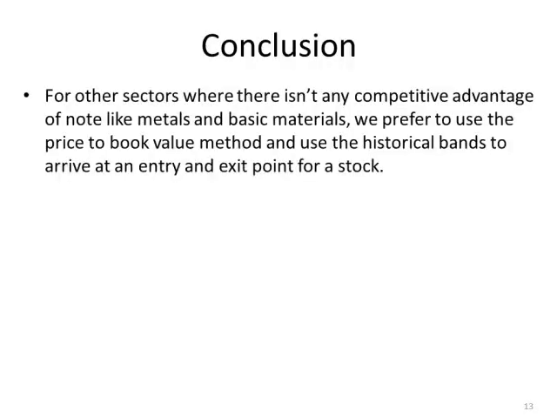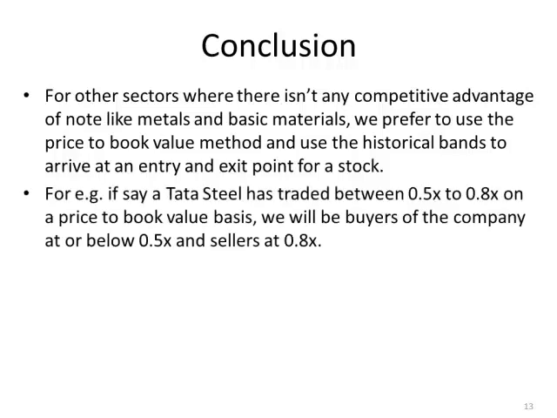When we're looking at other sectors where there isn't any competitive advantage, like metals or basic materials, our preferred method of valuation is to use the price to book value method and use the historical bands to arrive at an entry and exit point for a stock. So what exactly does this mean? Suppose, for example, we were looking at a company, Tata Steel, okay, and we were valuing it using the price to book value method.